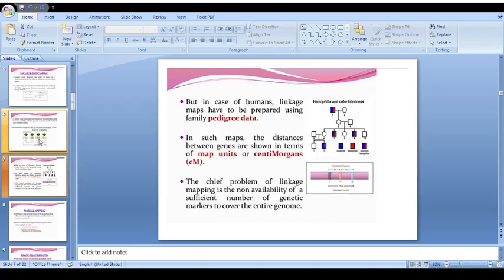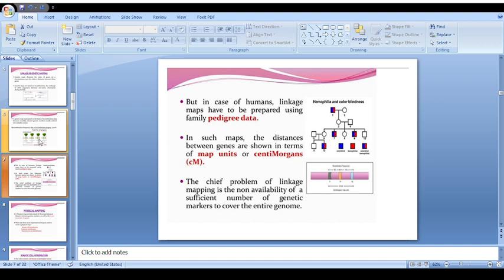But in the case of human beings, a linkage map has to be prepared using a family pedigree, showing how a particular gene is inherited from one generation to another, for example hemophilia and color blindness. Hemophilia is a clinical condition in which loss of blood takes place due to lack of clotting factor. In color blindness, the person cannot differentiate between some colors.